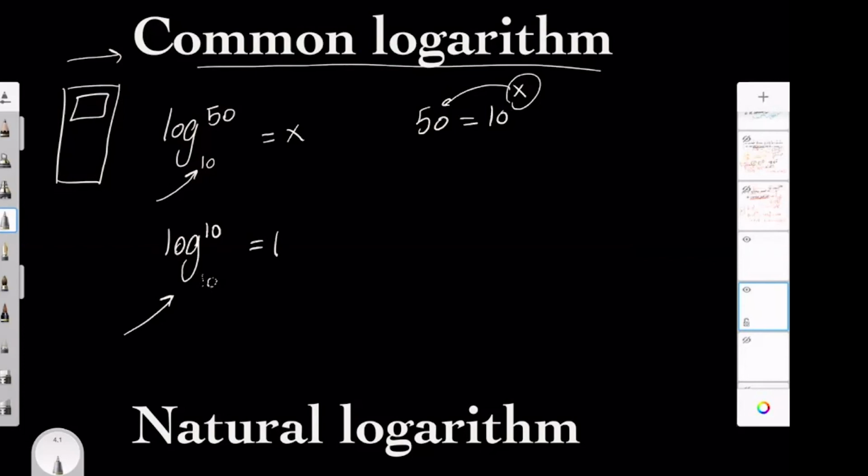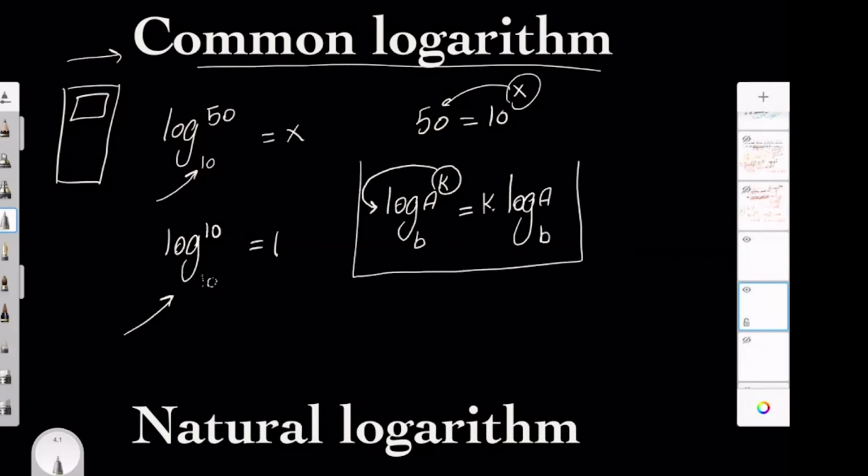Another formula for the log is if we have a log of a to the power of k, and here is like a base b. You can write this one as this exponent can go in front of the log. You can write this one k log of a base b. So this is a property. Anytime you see this, you can write it as this, or you see this one, you can write it as that one.